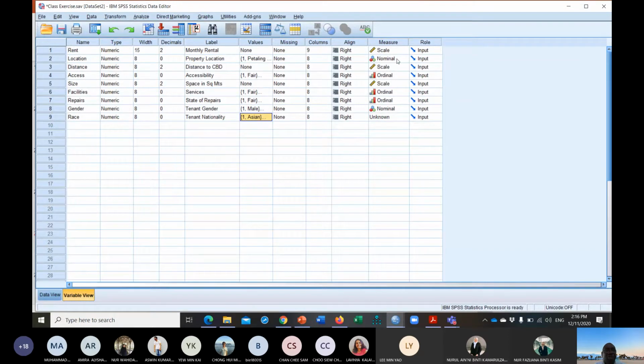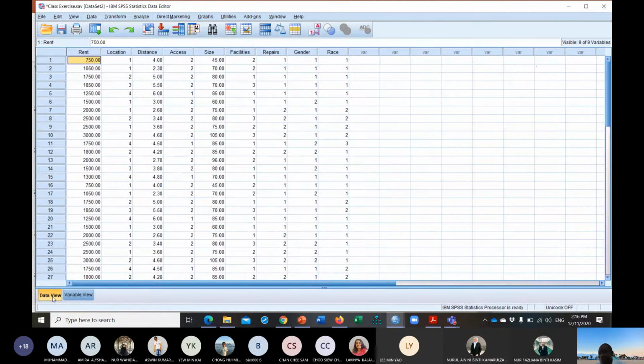Then we look at the assets in terms of fair or good. We know that good is better than fair, but we cannot take the measurement of the difference. So to show that one is better than the other, we have used ordinal measurements. So SPSS now understands how these variables have been measured.